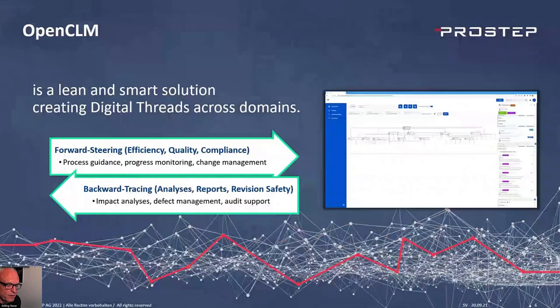And then I think you probably all know that slide about OpenCLM, how we position it in general. It's a lean and smart solution that creates its digital thread across domains. We have this forward-looking aspect, which is basically the process guidance and progress monitoring, again mainly driven by this process approach. And in addition to that, there is the product focus with change management and impact analyses on the product. And that's the second piece we want to focus on today.